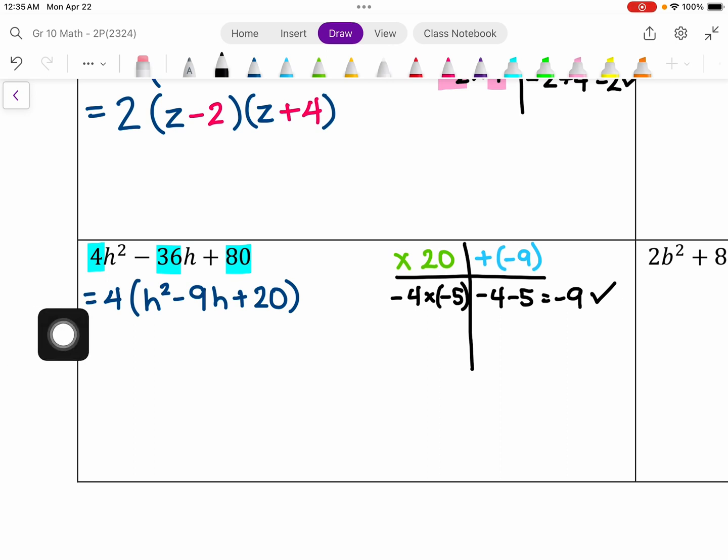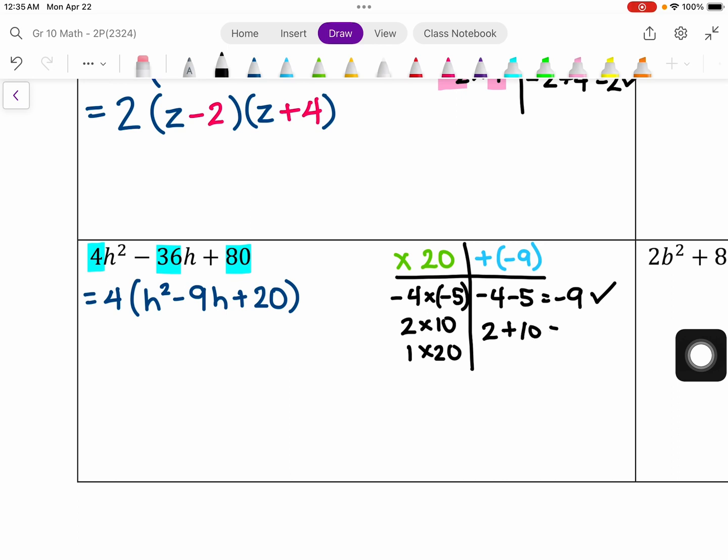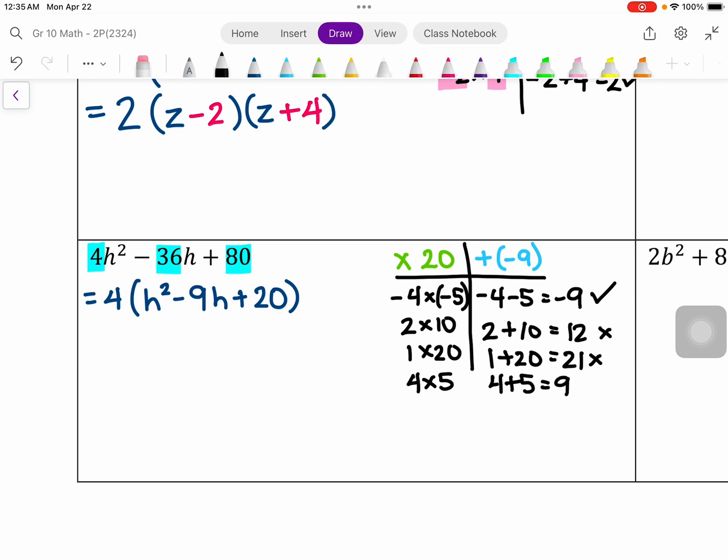Now, if that's a little bit tough, then you can just look at all the things that multiply to 20. So we have 4 times 5, 2 times 10, 1 times 20. And when you then add those two numbers up, 2 plus 10 is equal to 12, and that's not what we're looking for. 1 plus 20 is equal to 21, and that's not what we're looking for. 4 times 5 multiplies to 20, it adds to 9, which is the right number, but wrong sign.